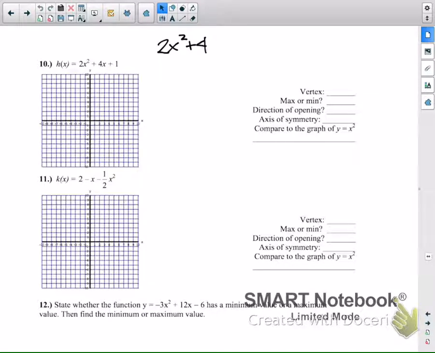What's my first step? Move what? Move the c to the right, the 1. If you would like to, in the same step, you may also factor out your greatest common factor on the left or your leading coefficient, which in this case is what? 2. I like to save myself work, so I do that. So that's kind of my first step there.